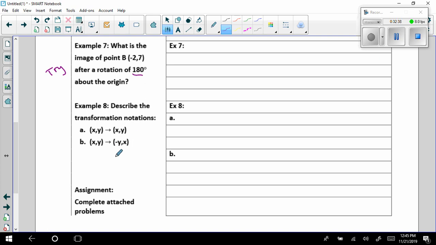And then last, describing the notations. When nothing happens at all, we have rotated 360 degrees or negative 360 degrees. You go ahead and try that one or match that one to its rule. Okay, the rest is all you.